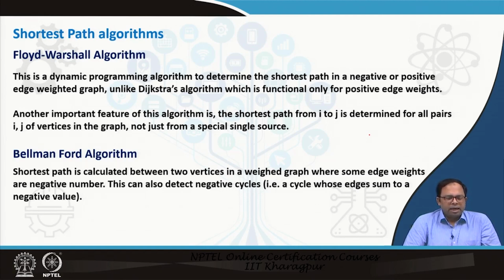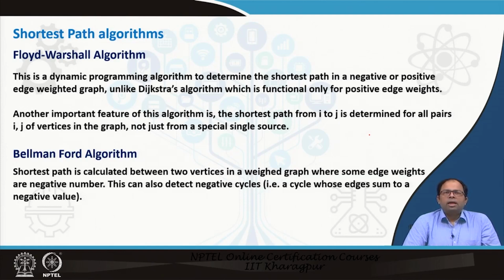But the Floyd-Warshall algorithm could be used if there are negative weights in a particular graph. Another important feature of this algorithm is that the shortest path from I to J is determined for all pairs I, J of vertices in a graph, and not just from a single source like Dijkstra's. Because in Dijkstra's we start from one single source, and then we find the shortest path to any of the other vertices, whereas over here we can find the shortest path between different vertices.